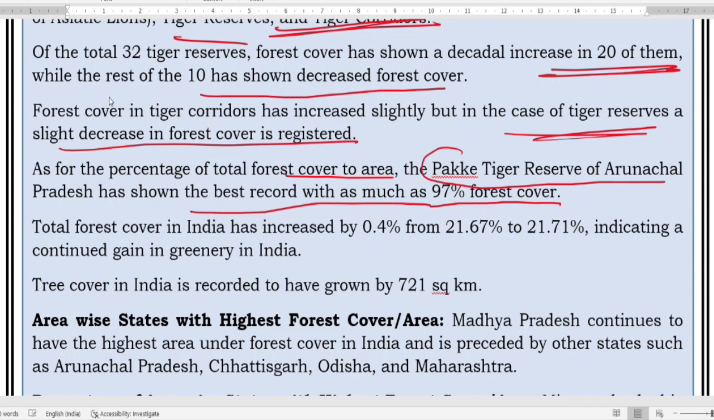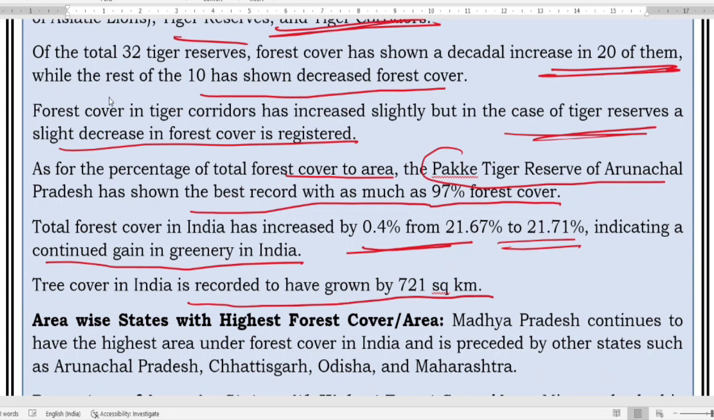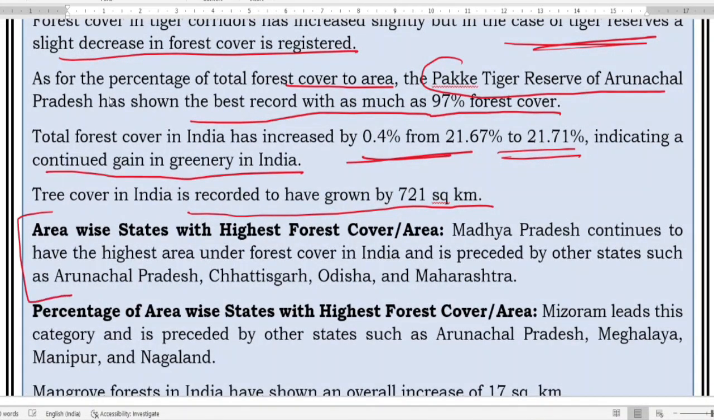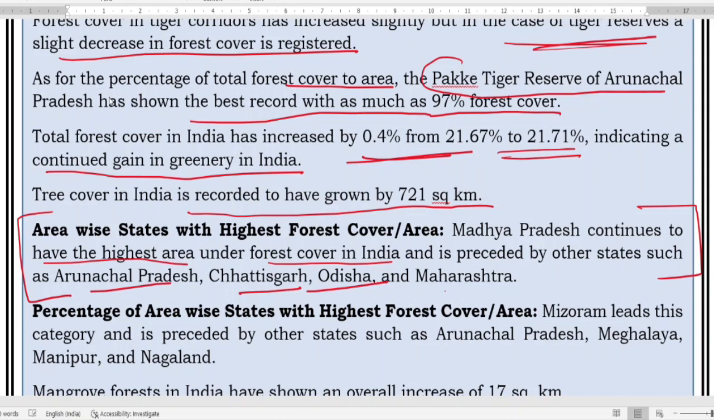Okay. Total forest cover in India has increased by 0.4%, from 21.67 to 21.71%, indicating a continued gain in greenery in India. Tree cover in India is recorded to have grown by 721 square kilometers. Area-wise, among states with the highest forest cover, Madhya Pradesh continues to have the highest area under forest cover in India, followed by other states such as Arunachal Pradesh, Chhattisgarh, Orissa and Rajasthan.